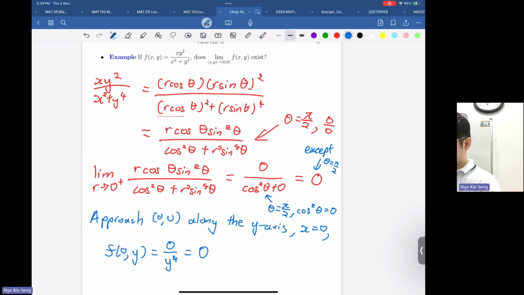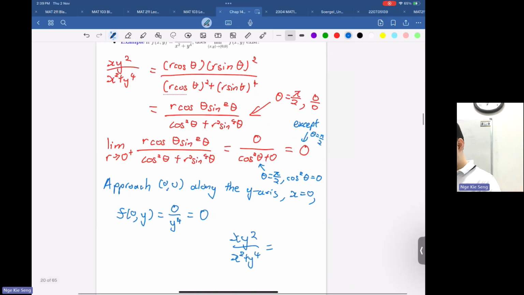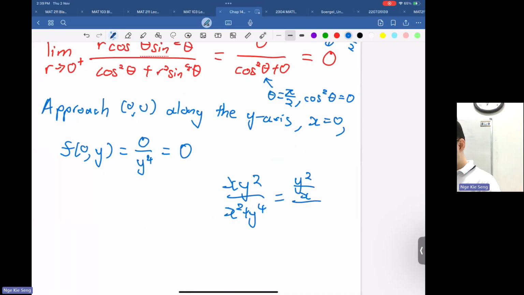Wait, let's do it slowly. So x y squared over x squared plus y to the power 4. You want to divide both by x squared. So I get y squared over x over 1 plus y to the power 4 over x squared. That's like a ratio. Like y squared over x. You will use r cosine theta to represent x, r sine theta to represent y, and you look at r getting close to zero. So the things go to zero. How do you want to prove the limit goes to zero?